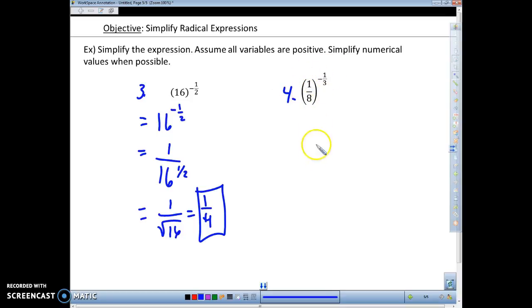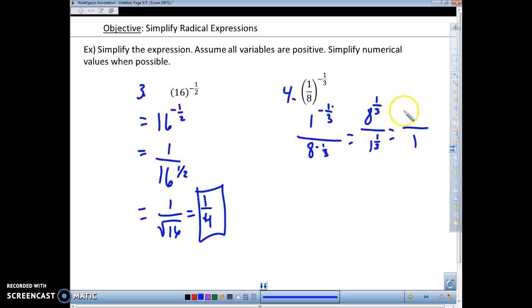Here, same idea. I'm going to take 1 to the negative 1/3 power over 8 to the negative 1/3 power. And since I have these negatives, I'm going to go ahead and end up taking the reciprocal and change the negative to a positive. So 8 to the 1/3 power over 1 to the 1/3 power. Really, the cubic root of 1, right, is 1.